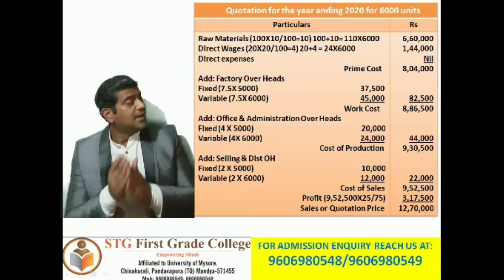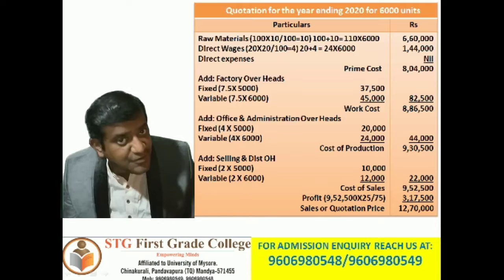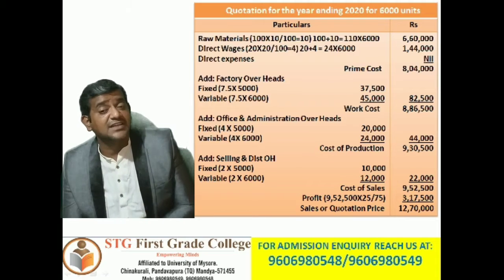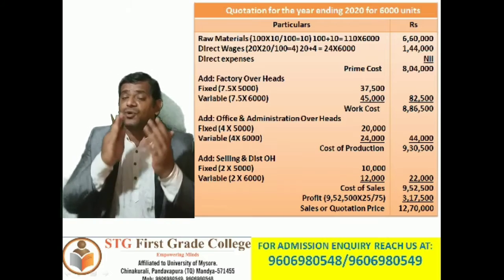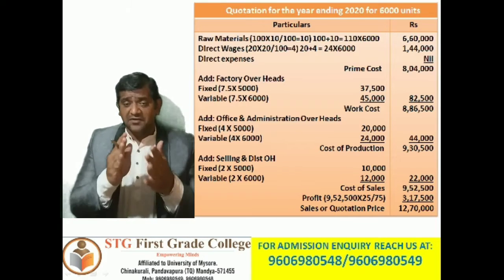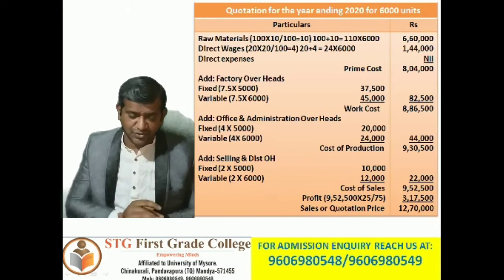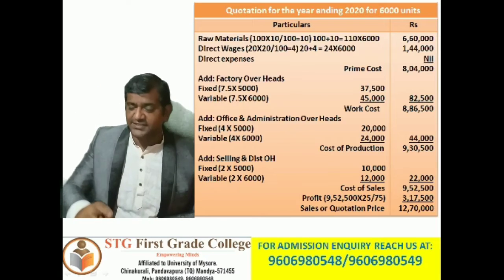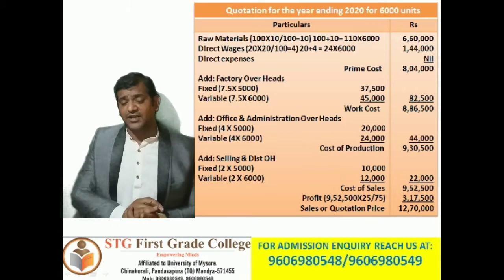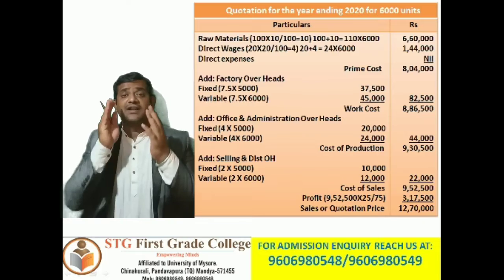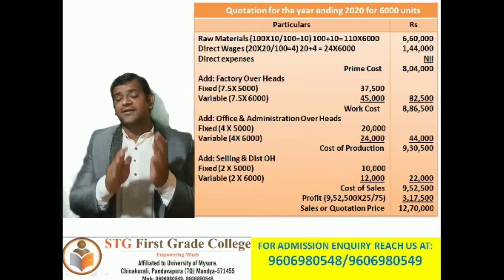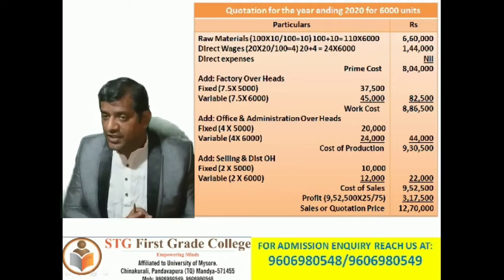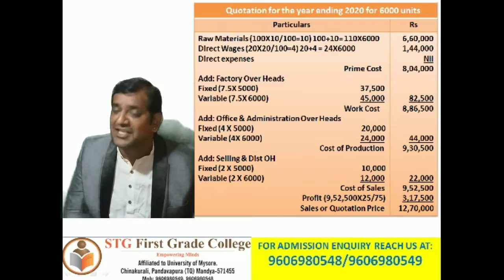Open the table, particulars rupees. So take down raw materials. So what is the percentage of increase? 10%. So per unit is 100. 100 into 10 by 100, 10 rupees. So 100 was the previous price plus 10 rupees per unit is the increased price. So 110 into 6,000. So that comes to 6,60,000 rupees.